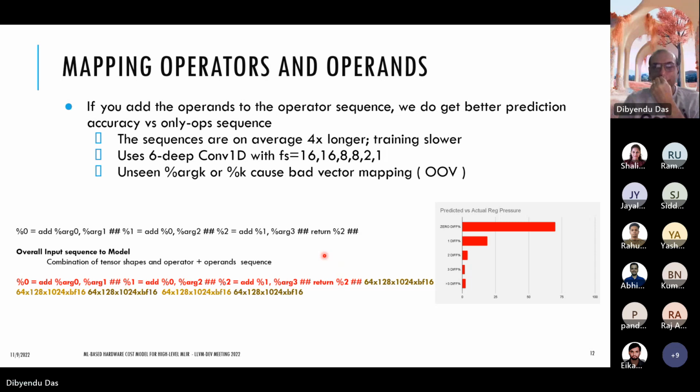Hi, this is Venkat here. I have a couple of questions. Firstly, how do you calculate or characterize the register pressure at the initial stages of MLIR? Yeah, okay, that's a good question.